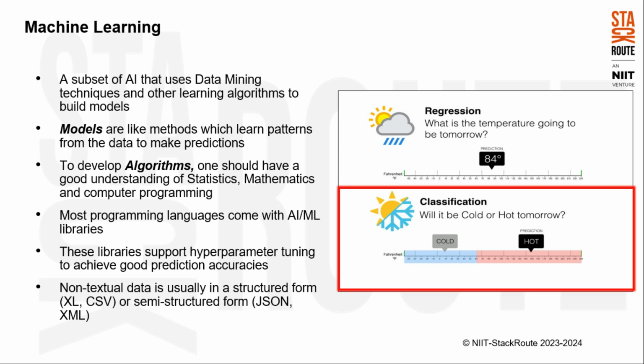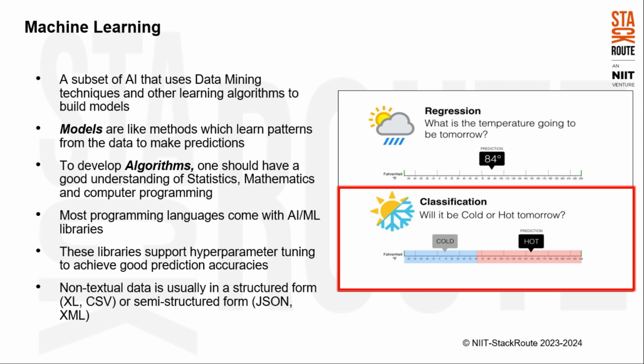Now the second type of machine learning technique is classification. In this example of weather, the problem statement is: will it be hot or cold? Here I have only two classes, so this is called a binary classification. Here the output is going to be a class and not a discrete or a continuous number.